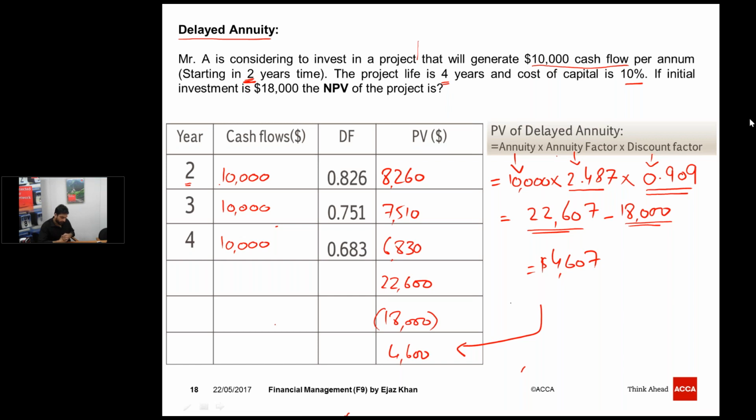Muhammad Talha, if we have a 4-year project and we are starting it from year 1, we will get 4 cash flows. But if it's a 4-year project and we are going to get the first cash flow after year 2, then we'll only get 3 cash flows because we're not going to get anything in year 1.